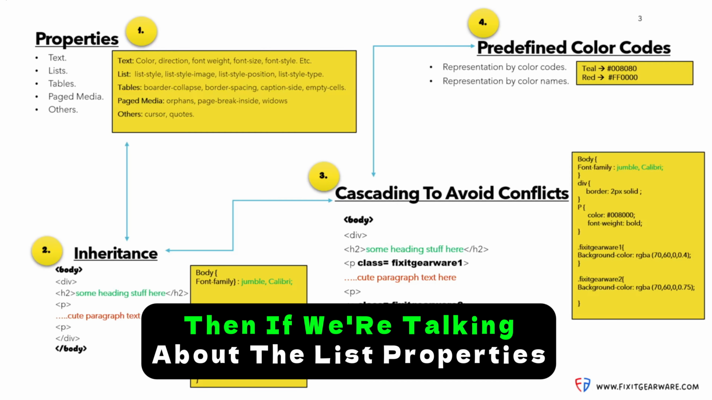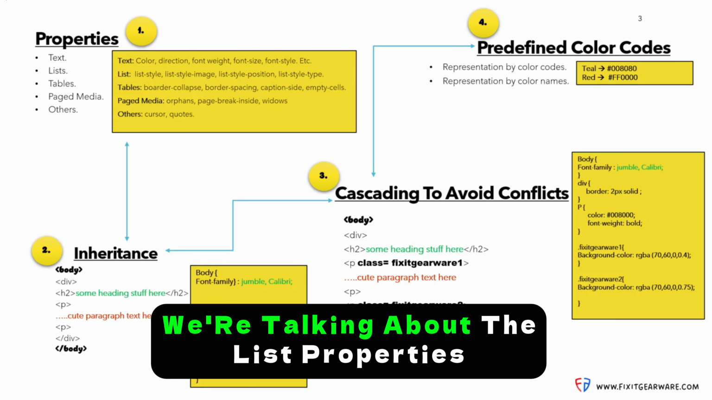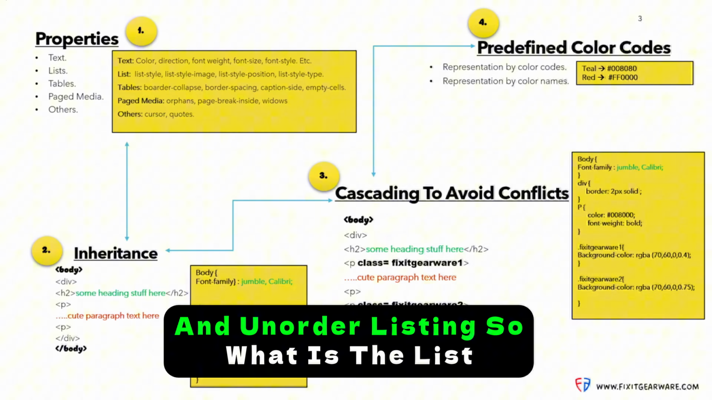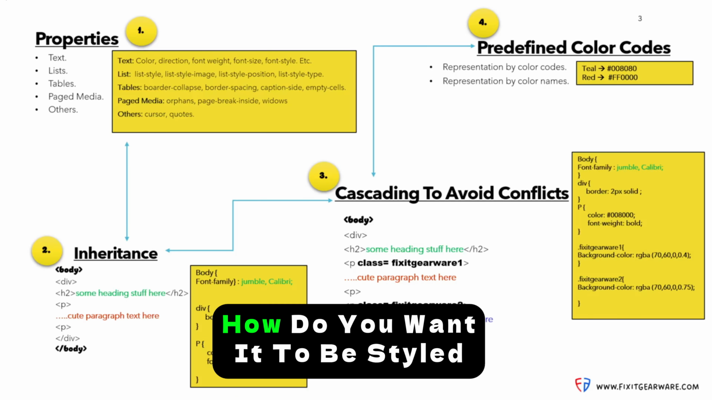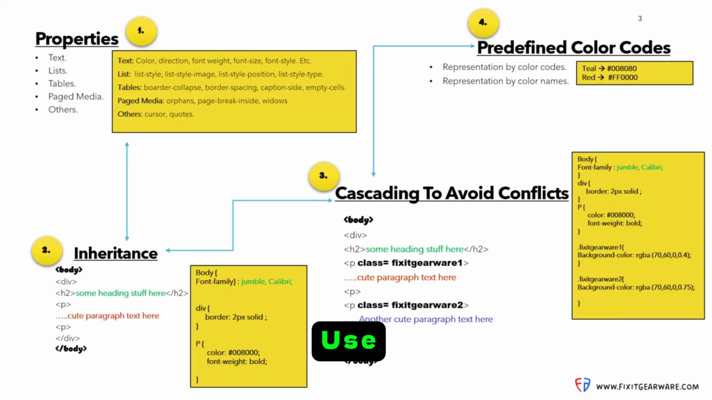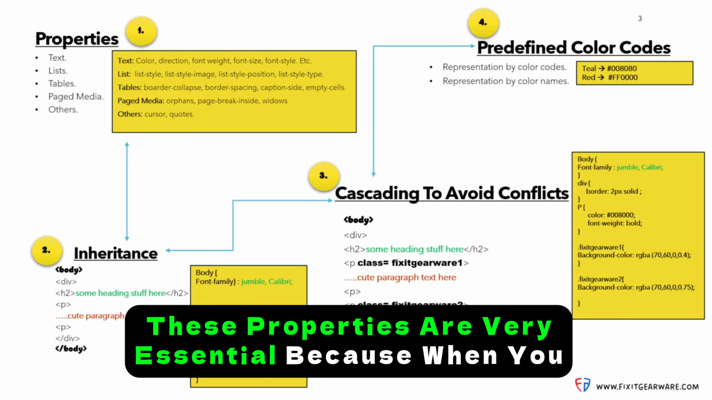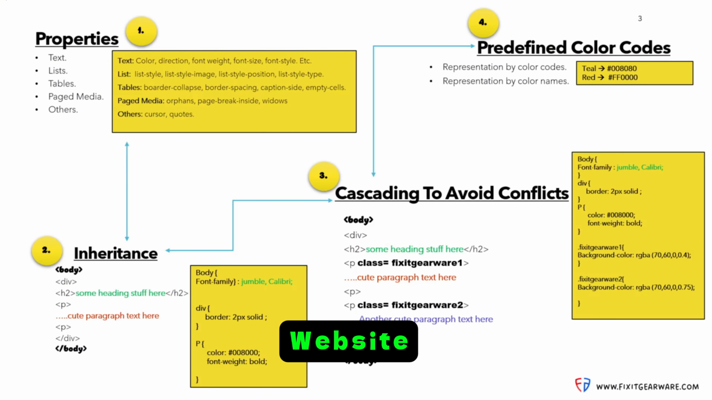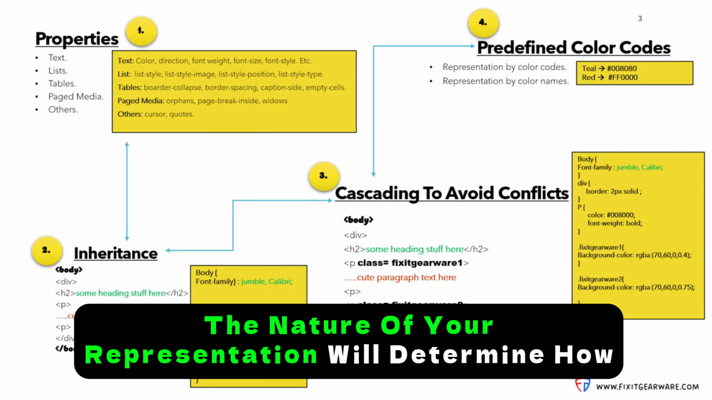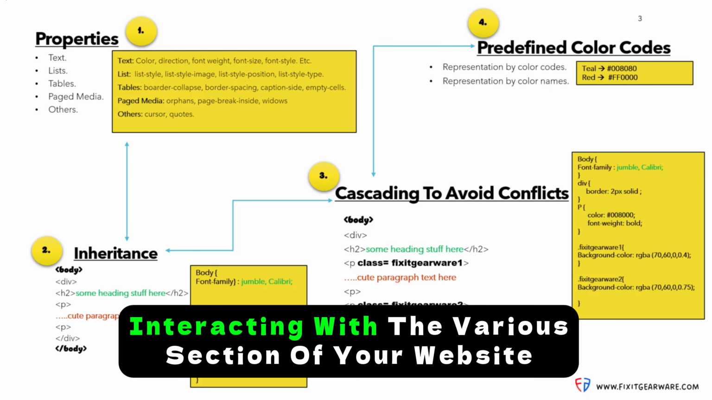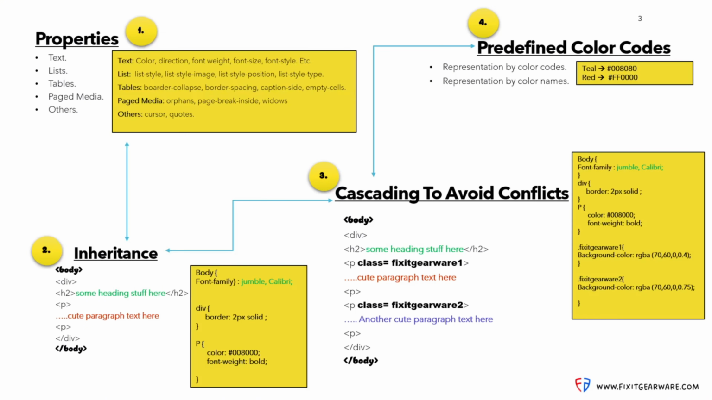Then if we're talking about the list properties, we're dealing with one listing and another listing. So what is the list style position? How do you want it to be styled? What is the list style type you want to use? These properties are very essential because when you define these various properties on a website, the nature of your representation will determine how the user will feel when interacting with the various sections of your website.